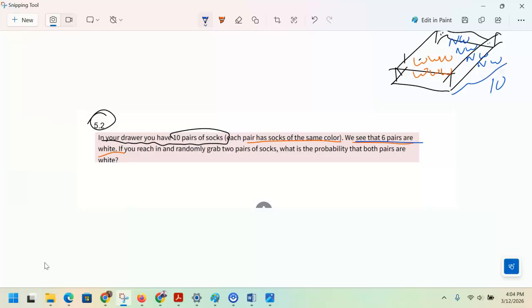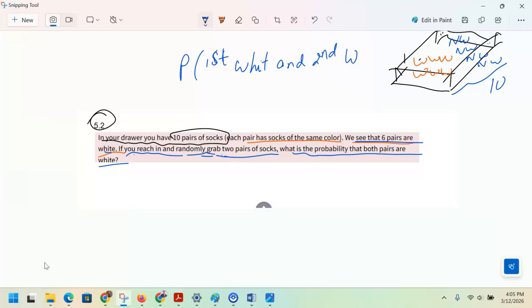So the question is: 6 pairs are white. If you reach in and randomly grab 2 pairs of socks, what is the probability that both are white? So you want to know the probability that the first is white and the second is white. By using the multiplication rule of probability, the probability that the first is white times the probability that the second also is white, when you know that the first one is white.